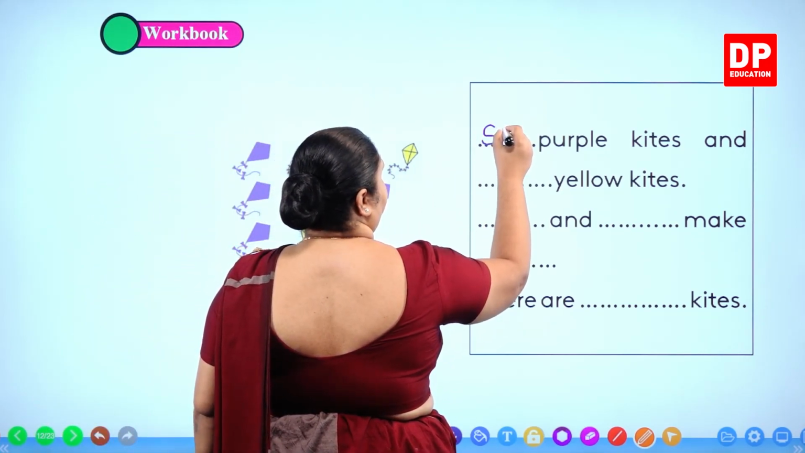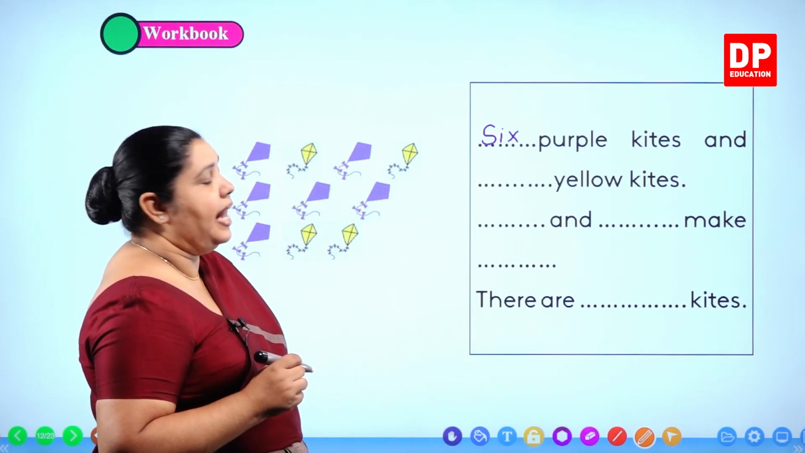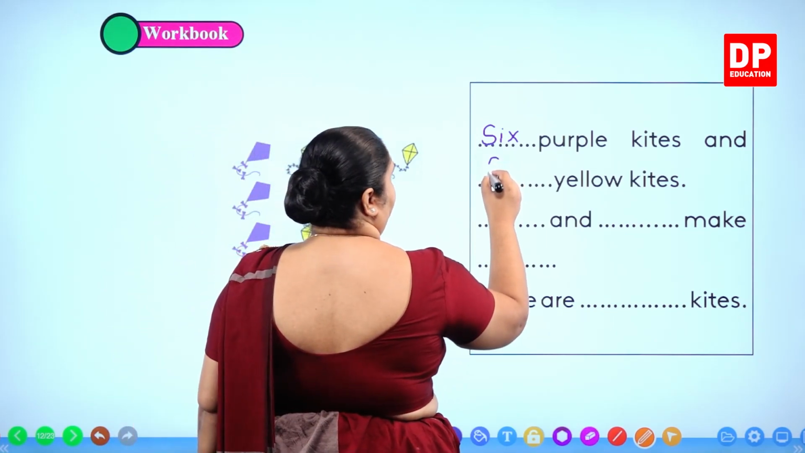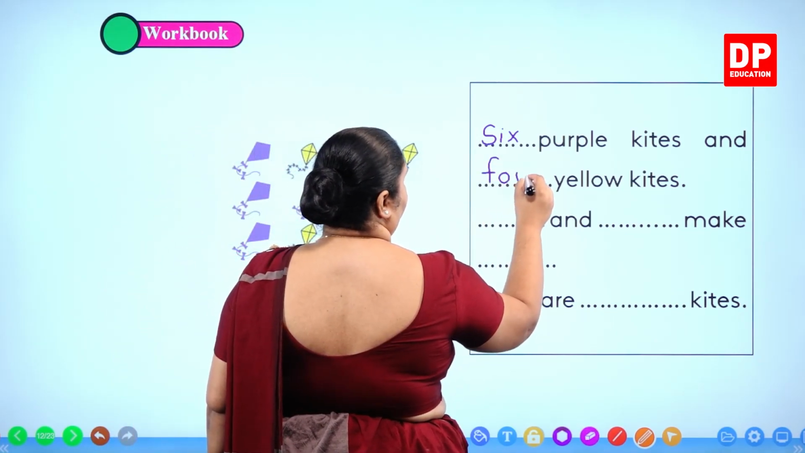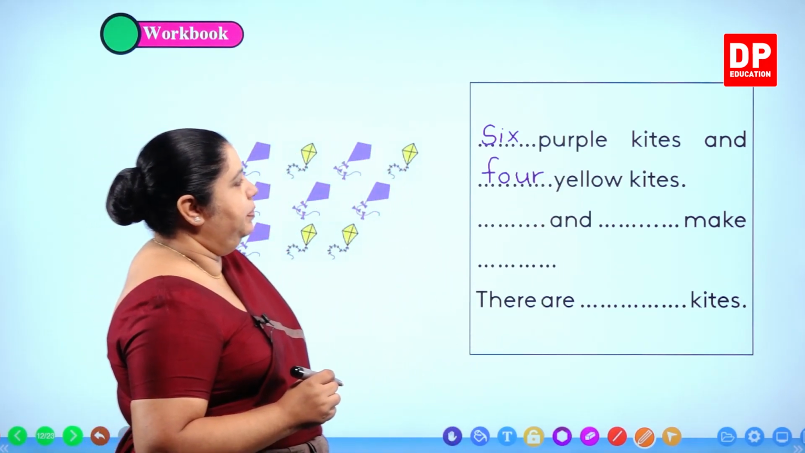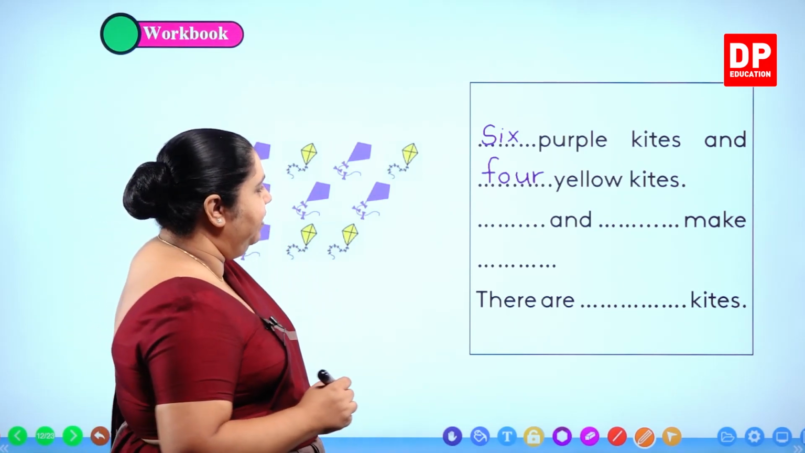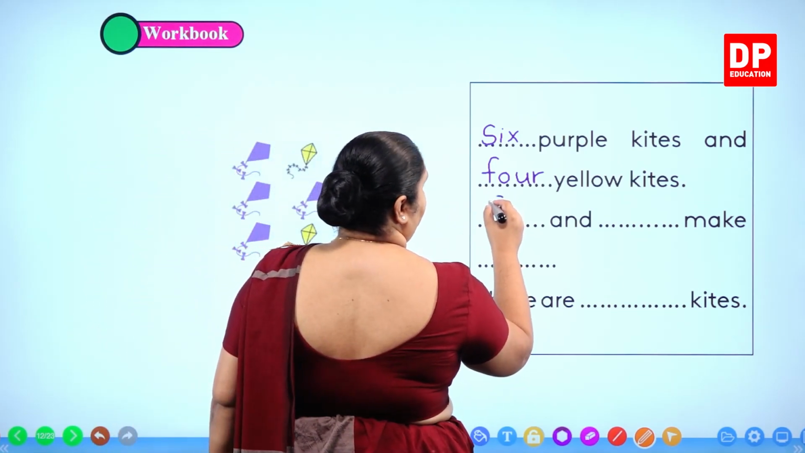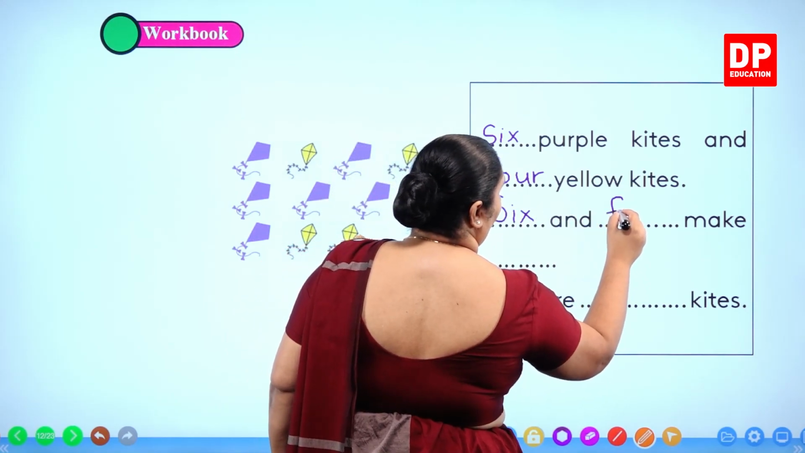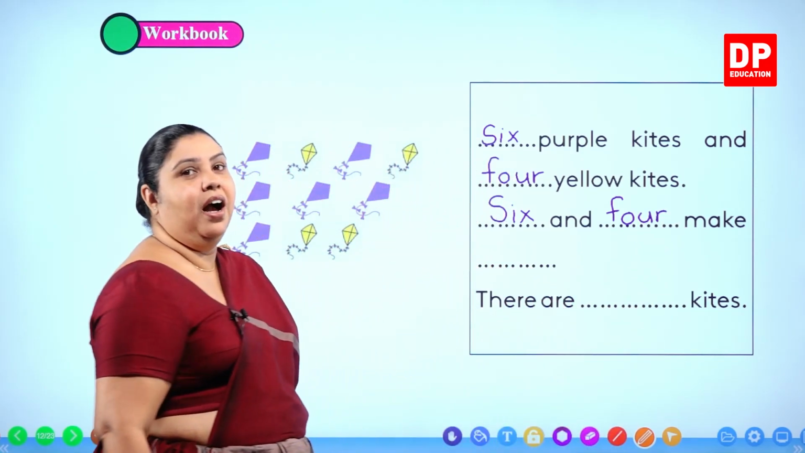6. 6 purple kites and how many yellow kites? 4. How do we write 4? F-O-U-R. Okay, right. 6 purple kites and 4 yellow kites. So, then we have 6 and 4. 6 and 4 make how many?